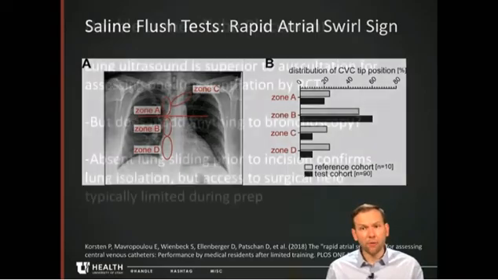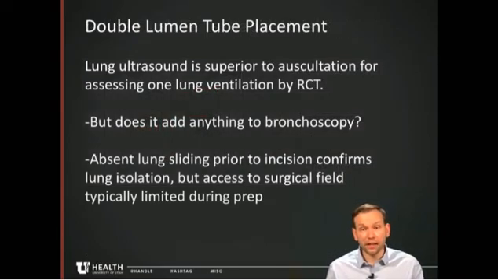Some other ideas have been proposed. I think there's a lot in lung ultrasound that has maybe more questionable utility. An example for that is double lumen tube placement. A study was published that showed that lung ultrasound is superior to auscultation for assessing one lung ventilation. It was a randomized control trial. But it begs the question, we don't really use auscultation to place our double lumen tubes. We usually use bronchoscopy, so does this really add anything?